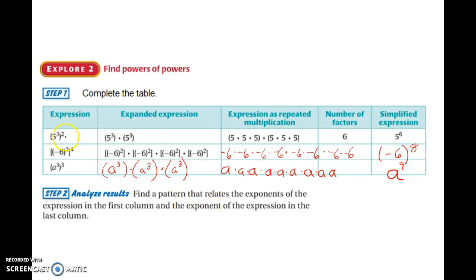If we go directly from here to the end, the rule to find a power of a power is multiplying the exponents together.